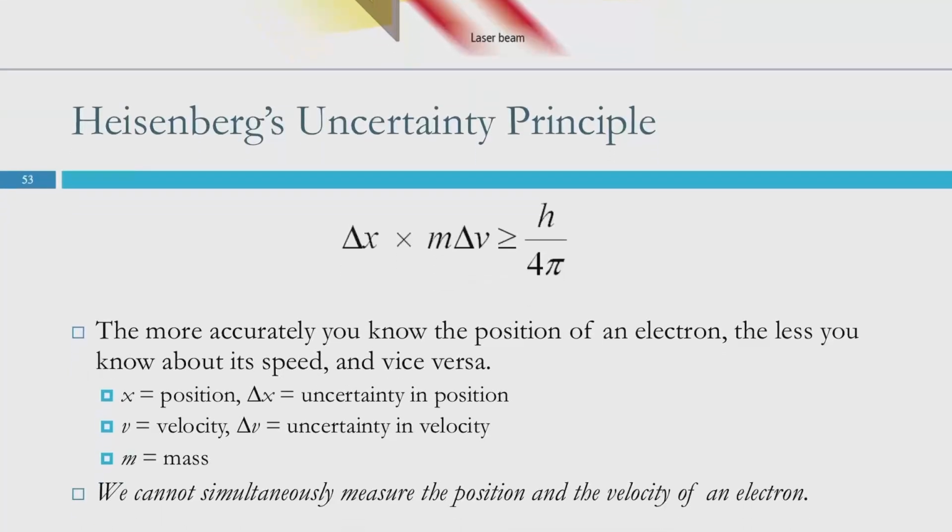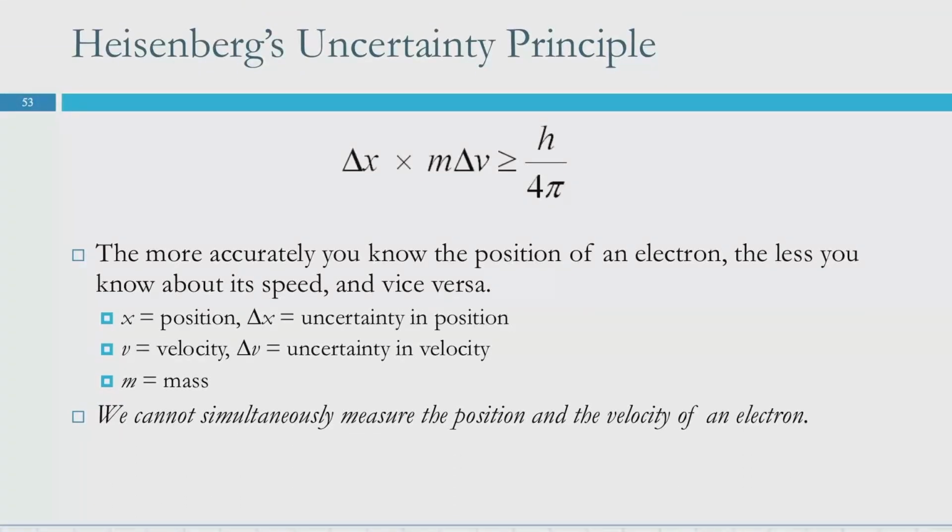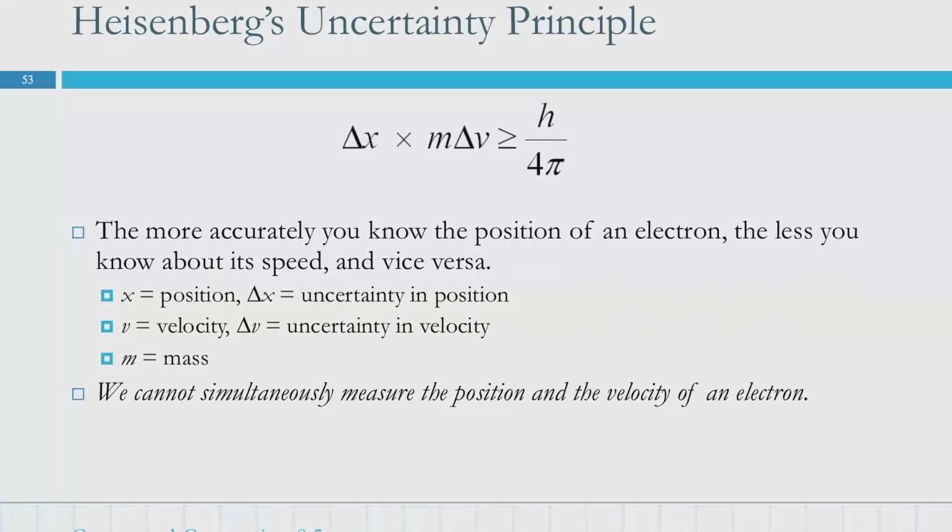Heisenberg, not from Breaking Bad, had an uncertainty principle. And it looks something like this. We're not going to really do anything with this relationship, but this is a mathematical relationship that we have. The more accurately you know the position of the electron, this is the uncertainty of position, that's multiplied by the mass and the uncertainty of velocity.